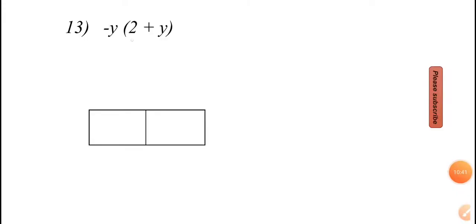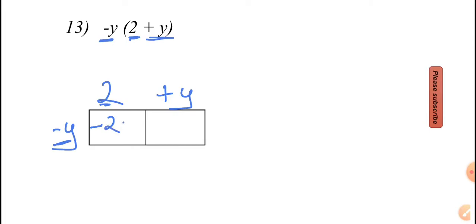So it's question 13, because I can see 2 here, I write the 2 there. I can see plus y, so I write the plus y there. I can see a minus y, so the minus y right here. So now I have to do minus y times 2. Well, what's 2 times y? It's 2y. So if I want to do 2 times minus y, the answer will just be minus 2y.